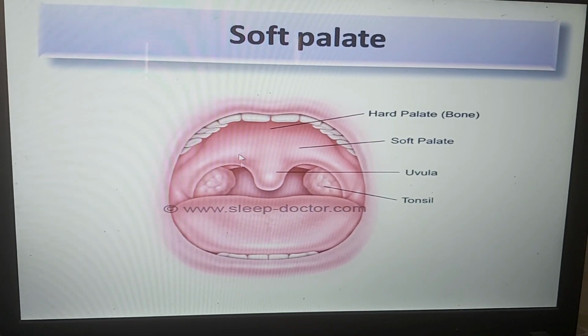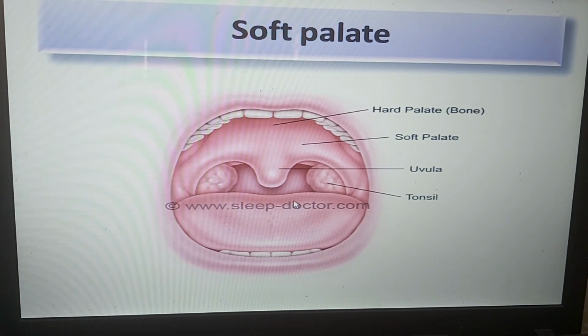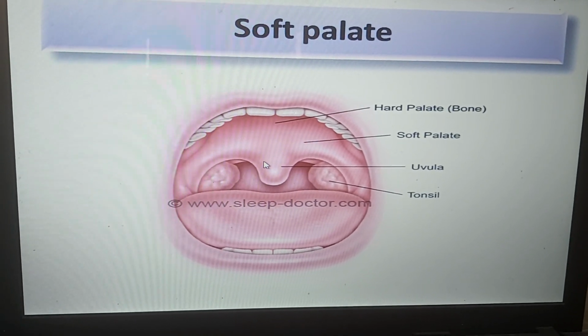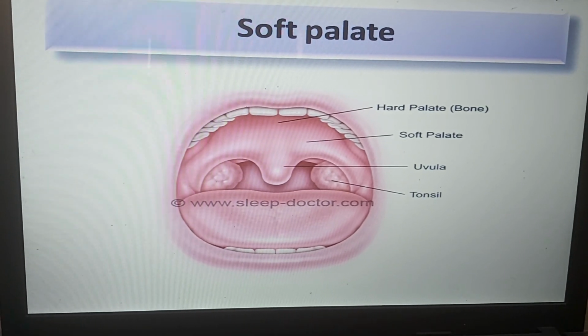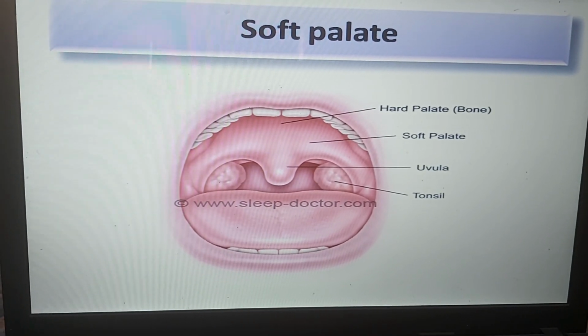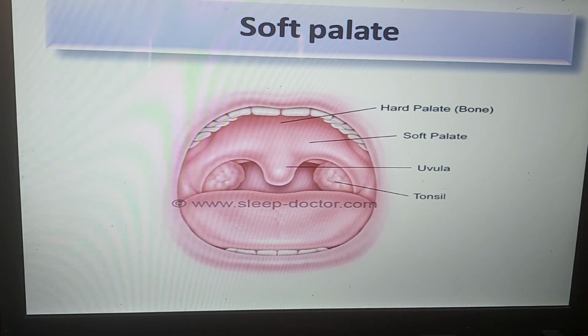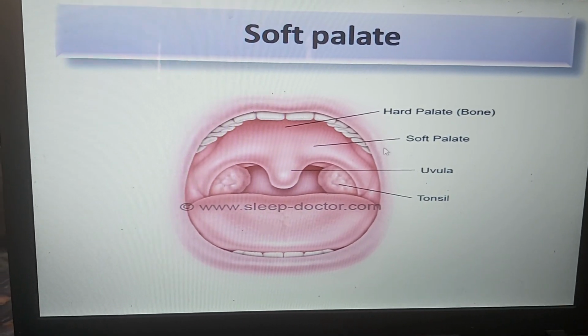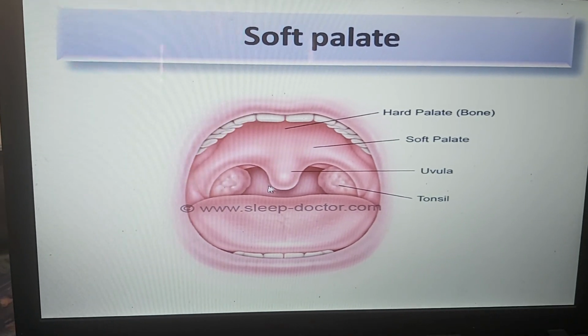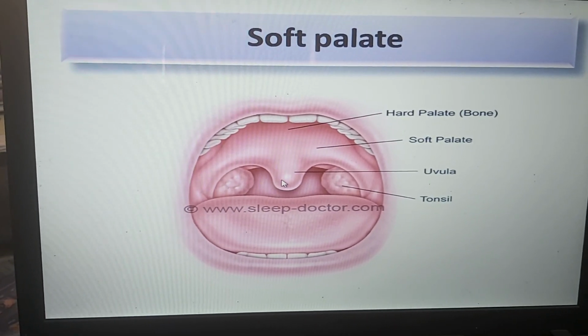Now we're talking about the soft palate. The soft palate is the posterior part of the palate, and this is the extend from the posterior border of the hard palate and covered with mucous membrane and end with this part called uvula. This is the uvula.